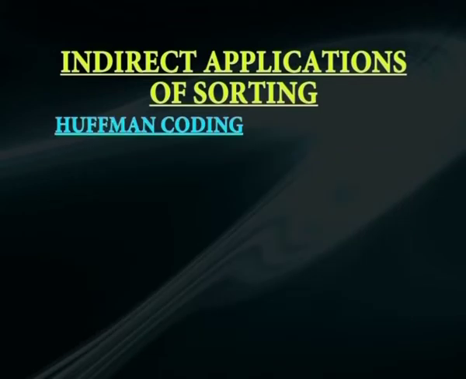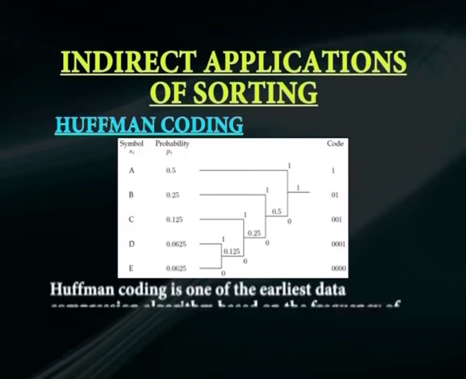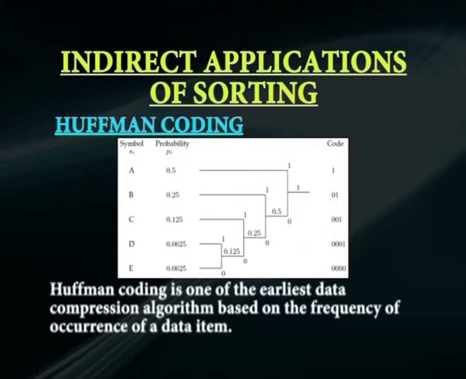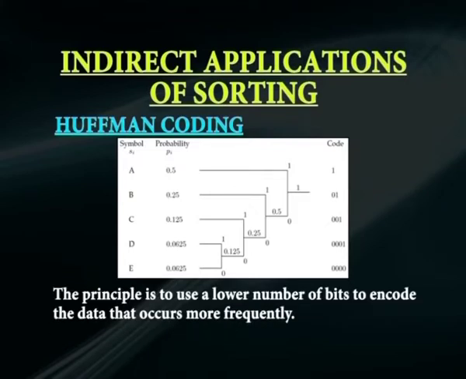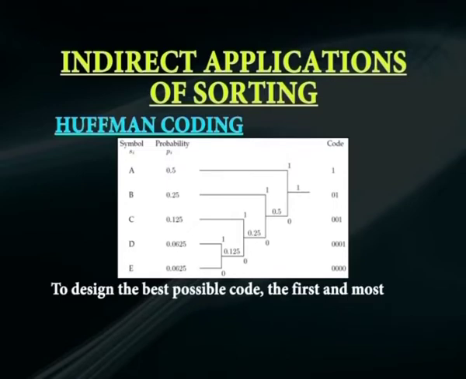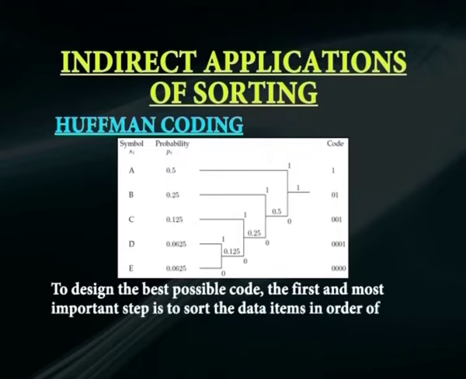Huffman coding. Huffman coding is one of the earliest data compression algorithms based on the frequency of occurrence of a data item. The principle is to use a lower number of bits to encode the data that occurs more frequently. To design the best possible code, the first and most important step is to sort the data items in order of frequency or probability of occurrence. Also, human beings like looking at ordered sets of data, and as such, sorting can be useful at the level of presentation.